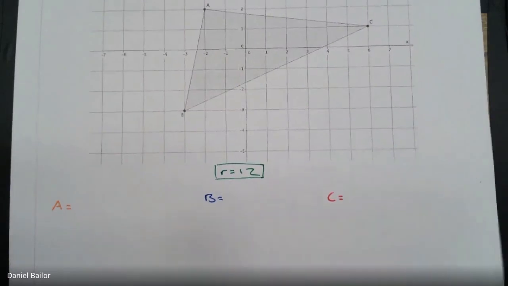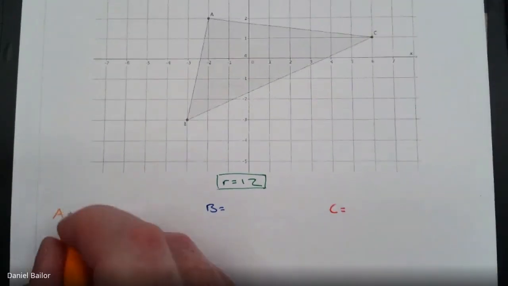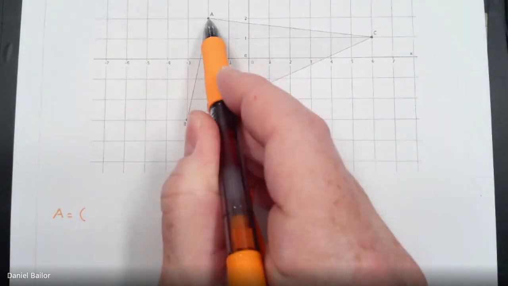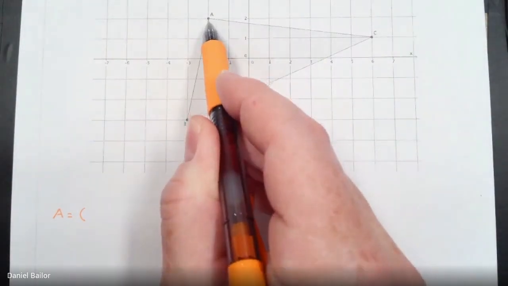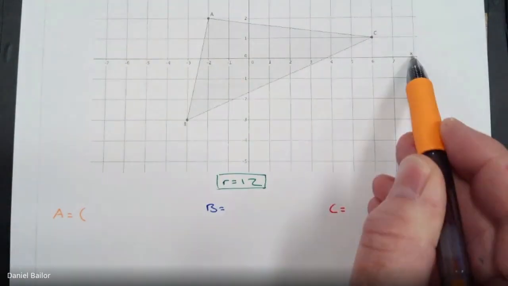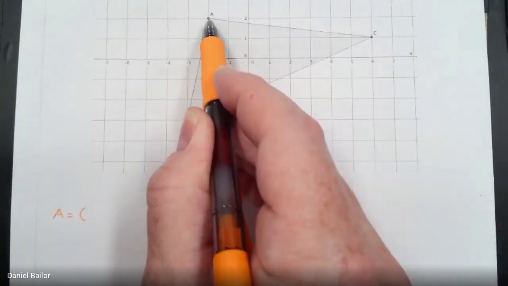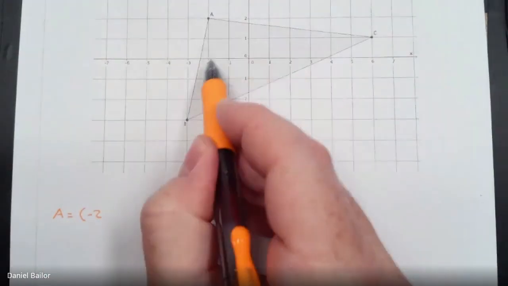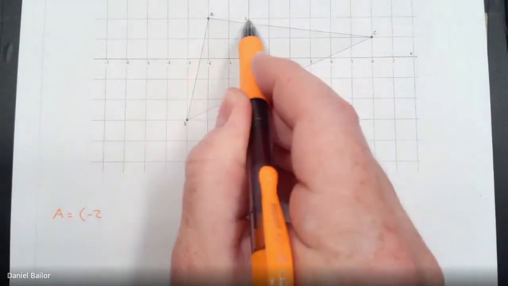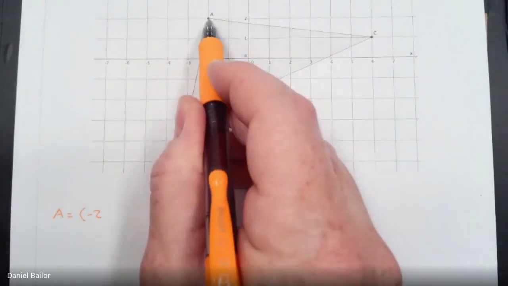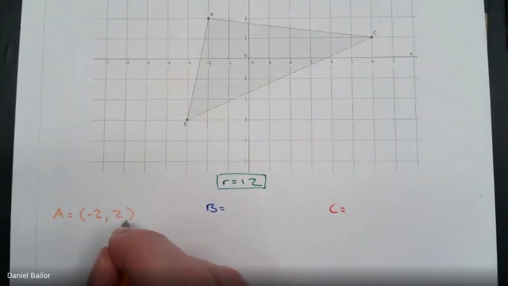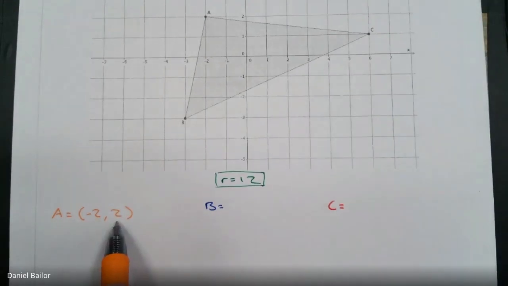Now, the first thing I want to do is find the coordinates of the original. So let's look at A. If I start with A and go down to the x-axis, here's the x-axis right here, A hits -2 on the x. And A hits 2 on the y. Here's the y-axis. I go over and it's lined up with the 2 on the y. So A is going to be -2, 2.